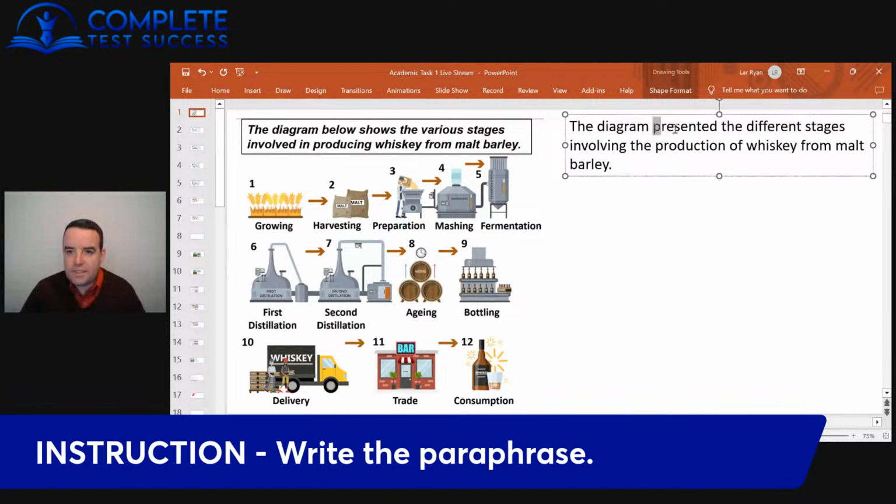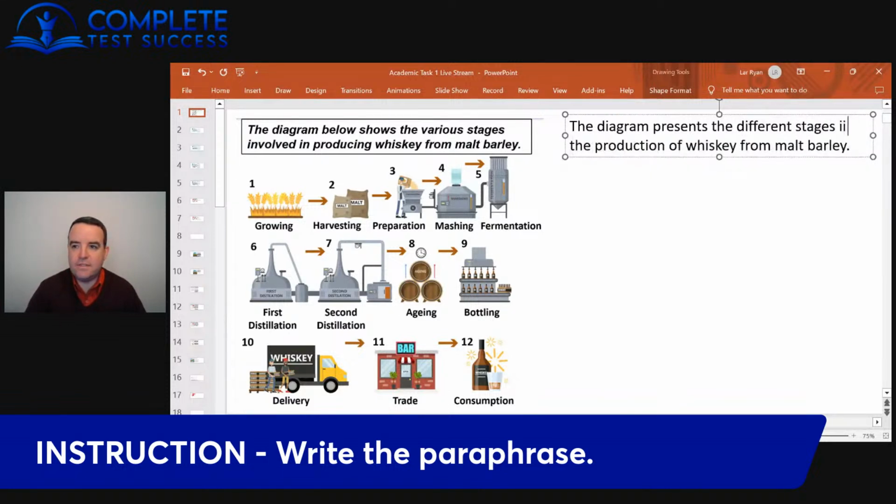Now, the diagram presented. Presented is in the past, but the diagram isn't in the past. The diagram exists now. We're looking at it now. So it would have to be that the diagram presents the different stages, and you're using a gerund, but we need to say involved in, not a gerund, in the production of whiskey from malt barley.